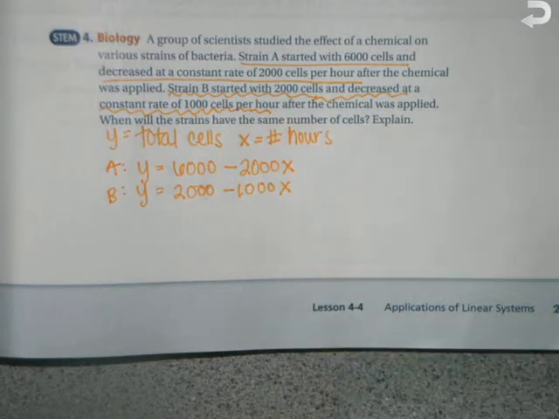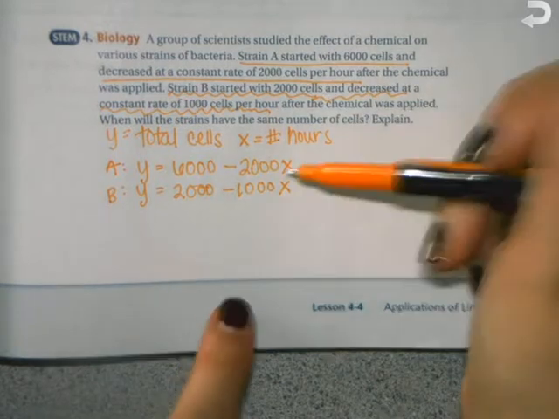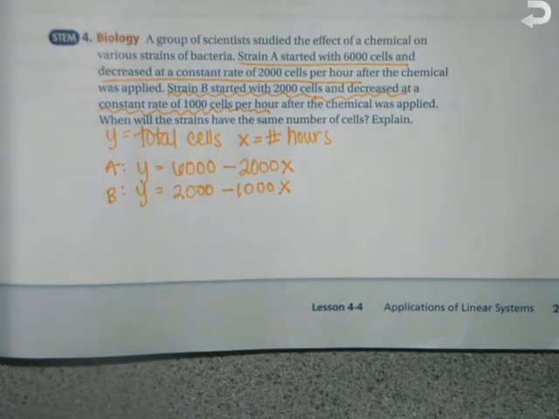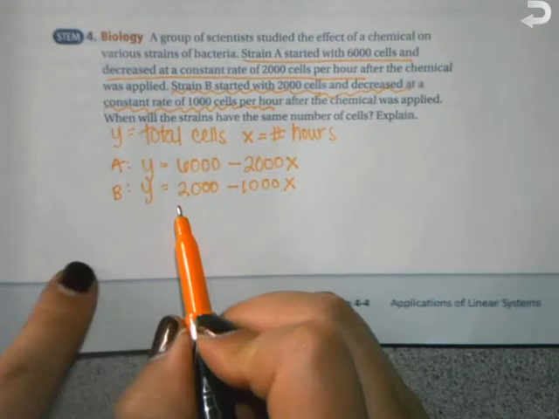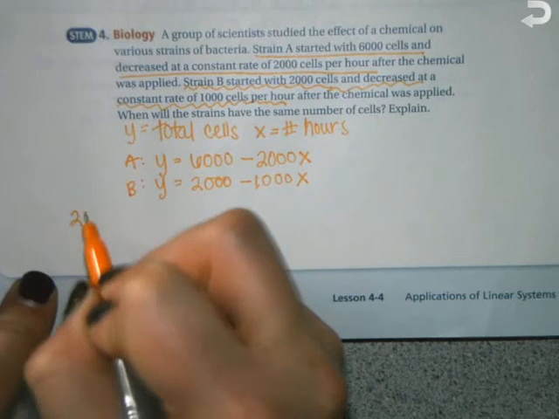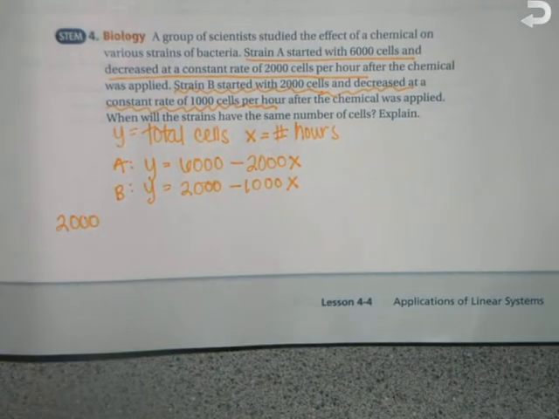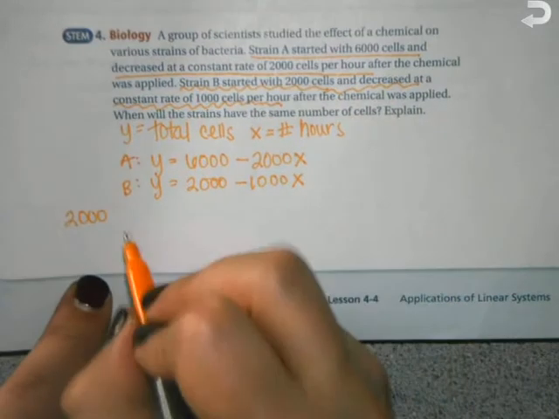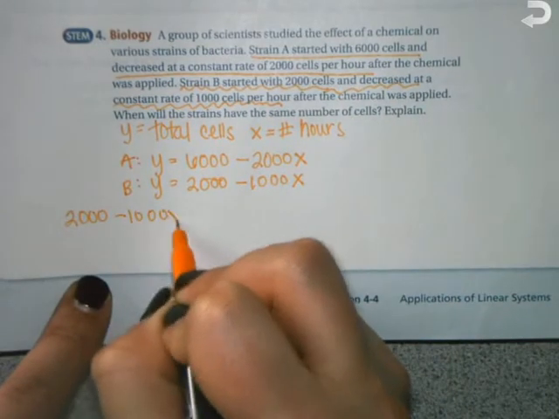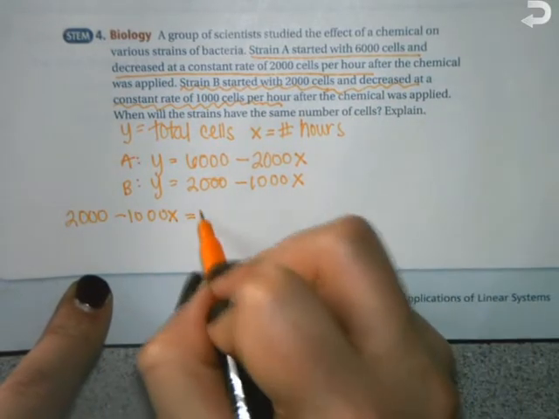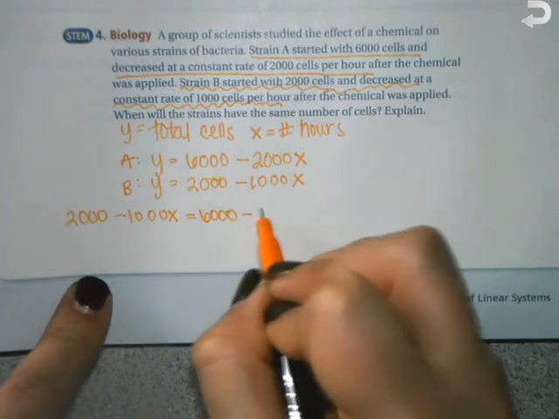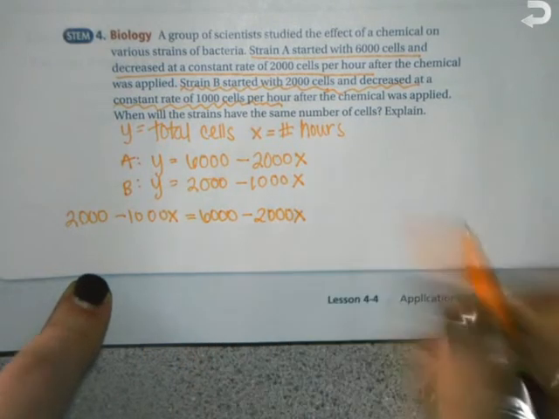So if I want my strains to have the same number of cells, what am I going to do with these two equations? Same thing we did on the last one. We're going to set them equal to each other, or we're going to use substitution. So that is 2,000 minus 1,000X equals 6,000 minus 2,000X. So basically, I just substituted.